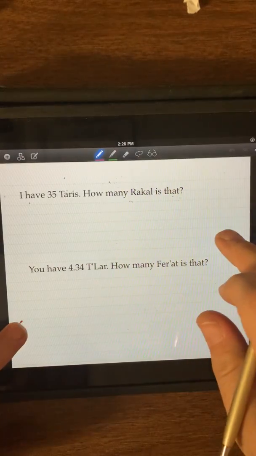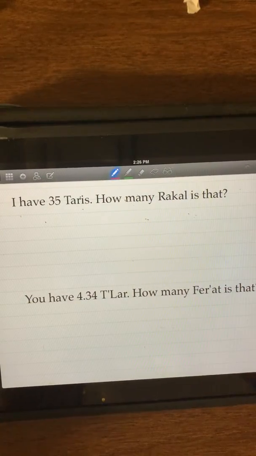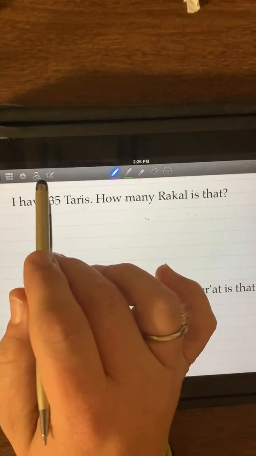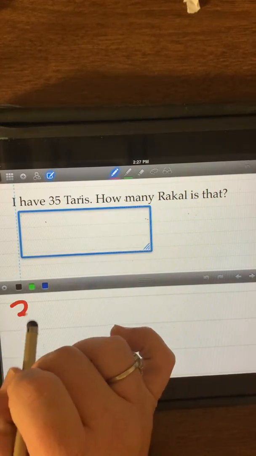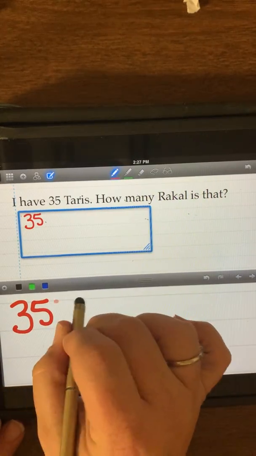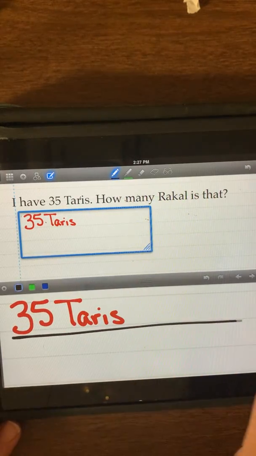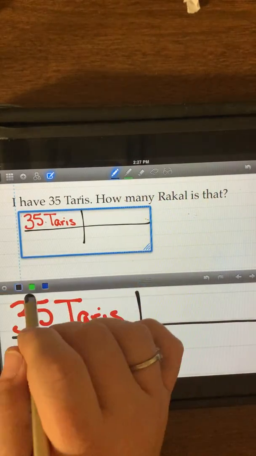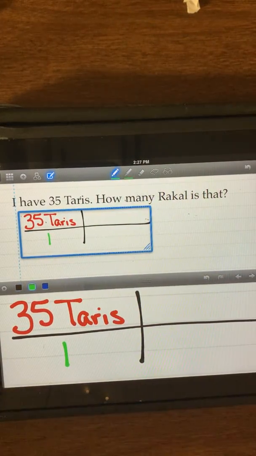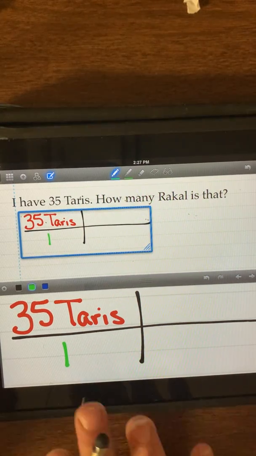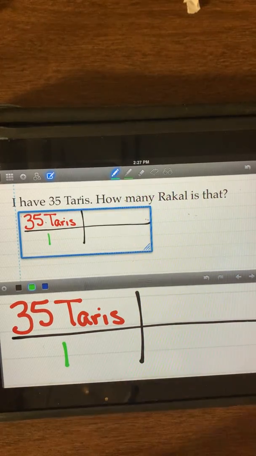So the very first problem that we're going to start with is that you have 35 Taurus. How many Rakal is that? So we always start with what we're given, which is the 35 Taurus. And so we're going to label it. And I'm going to make my railroad track. And I'm setting it over 1. And you'll see later an example where that is no longer 1. But we're going to start off easy like this, and we're going to put this over 1.